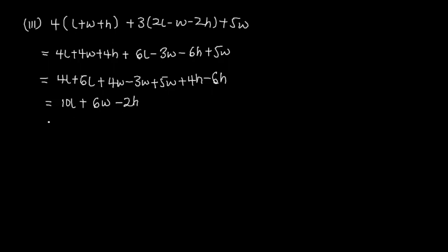Now if we look at our answer, we realize that there is a common factor that can divide every coefficient over here. So there's a factor that can go into 10, 6, and 2 at the same time, and that number is 2. So we factor 2 out, then into the bracket we have 5L plus 3W minus H. So if we use 2 to expand the bracket, we are going to get what we have at the top over here. So this becomes our final answer.